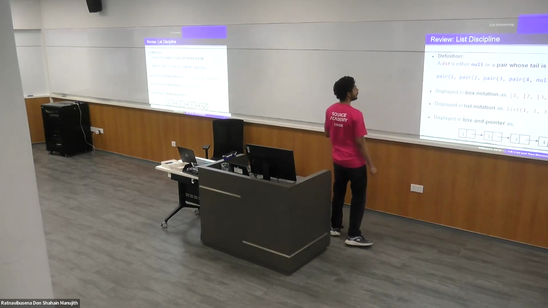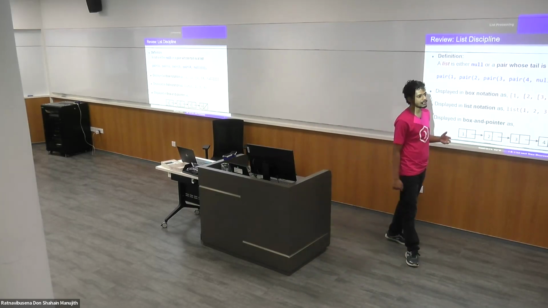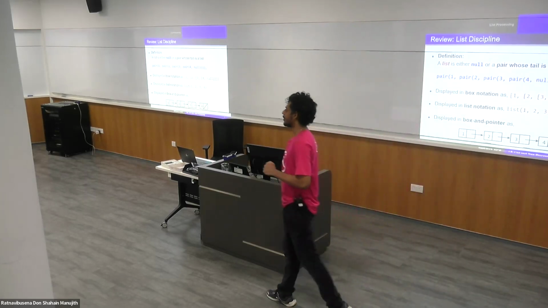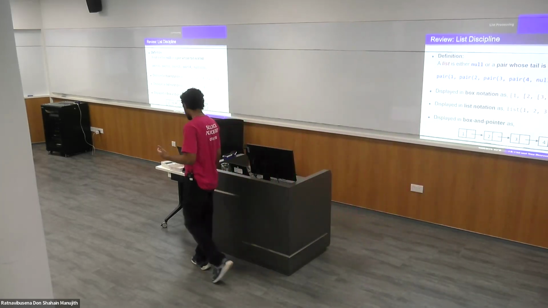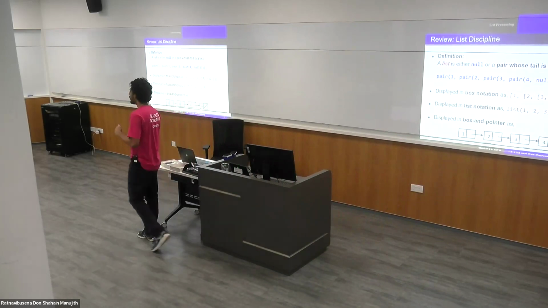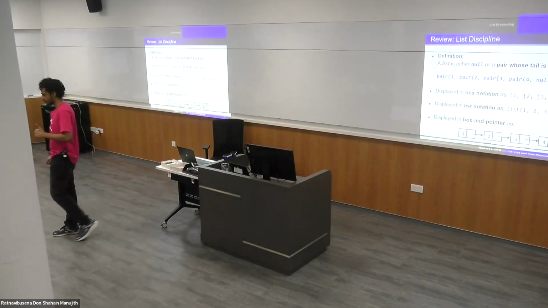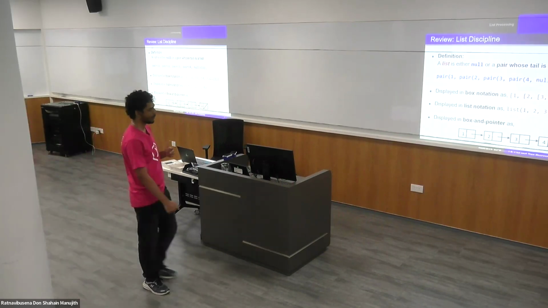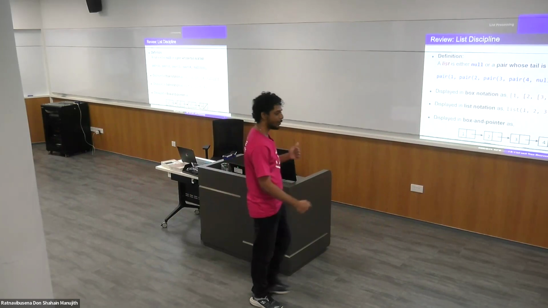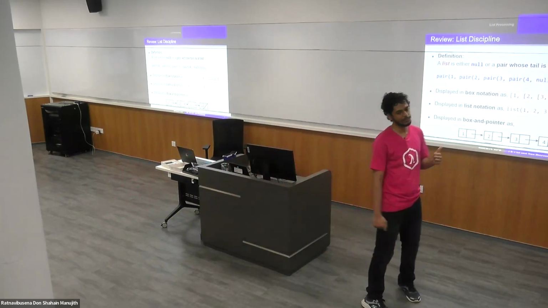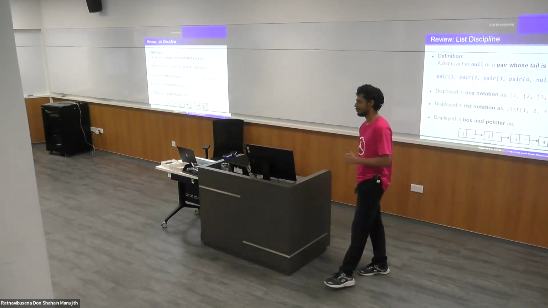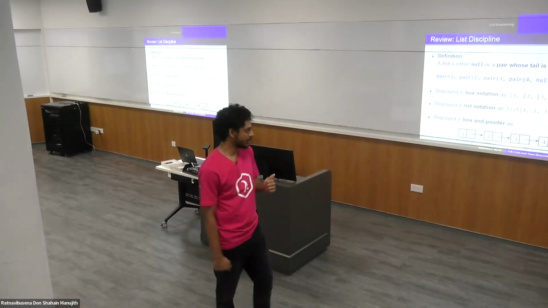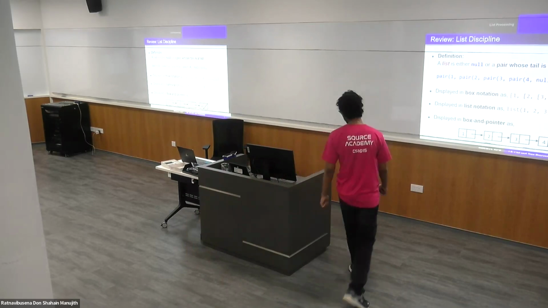Then there are three ways to display lists. The first one is box notation, the second one is list notation, and the third one is box and pointer diagram. I hope you are familiar with these, because yesterday the reflection was about drawing lists in box notation, list notation, and also box and pointer diagrams. Okay, good.